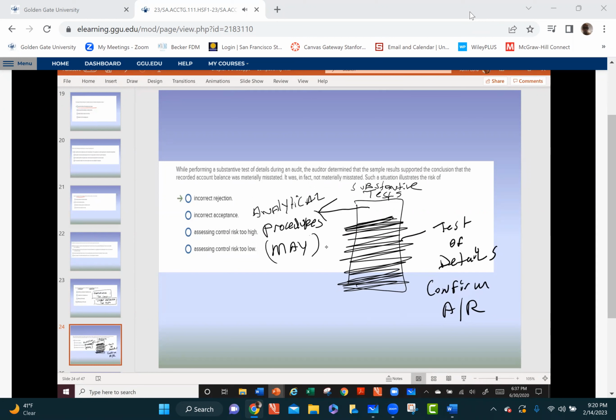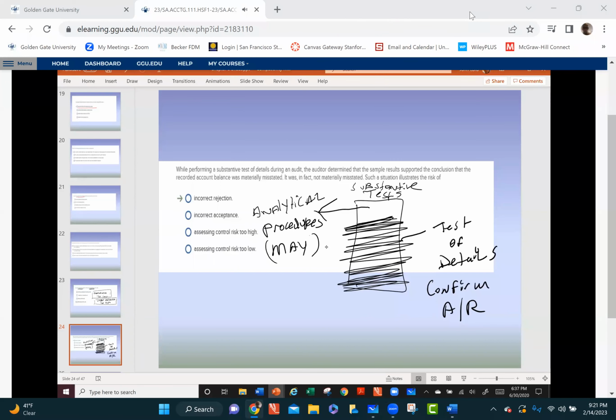Whereas when you send out a confirmation, if your client has 10,000 customers, trust me, you are not going to send out 10,000 confirmations to those individuals. So what are you going to do? You're probably going to pull a sample of those items, and then send out your confirmations to a sample of those 10,000, 100 confirmations, whatever. So you would use what? Sampling for your test of details, okay? So while performing a substantive test of details, that's what the question is talking about. Maybe you sent out some confirmations.